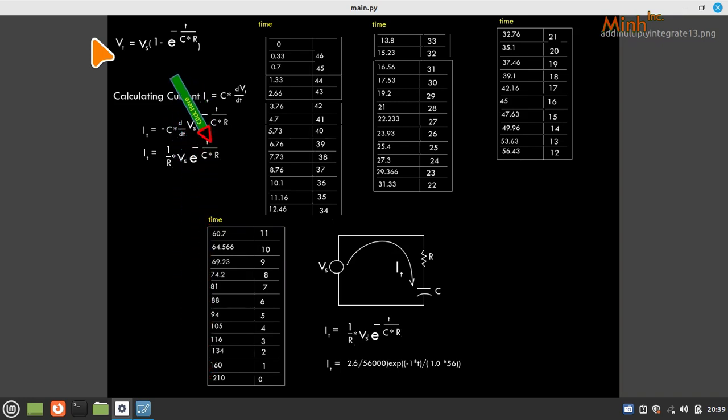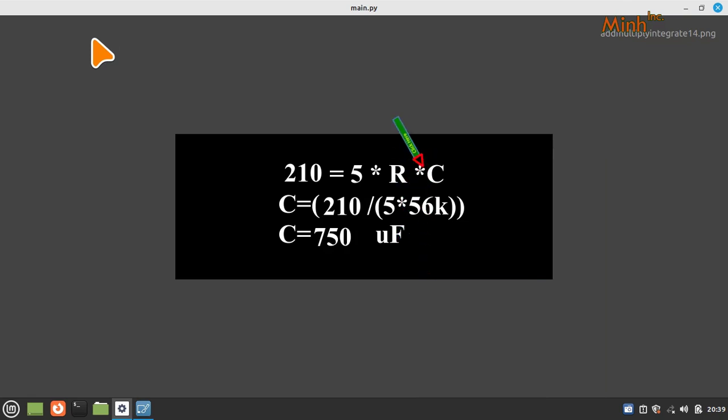Now if I look at the I formula, we can set up Vs as 2.6, 56 kilo ohm, exponential minus t over 56 kilo ohm times 1 millifarad. So our calculation is, we now know that 5 into RC is the total time it takes for the current to become 0, so 210. The capacitance is written as 1000 microfarad, but we measured it as 750 micro.